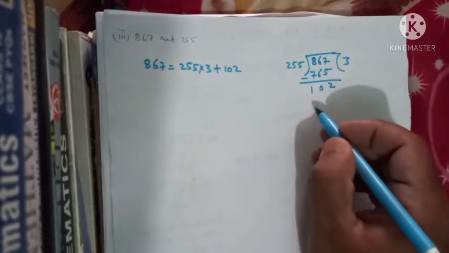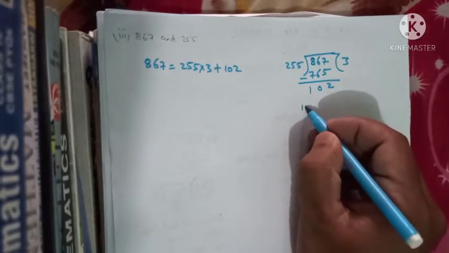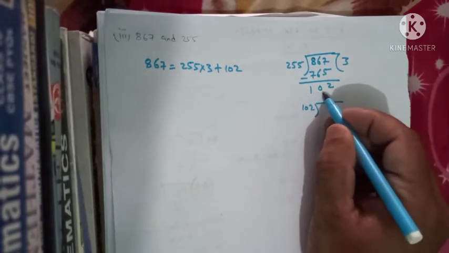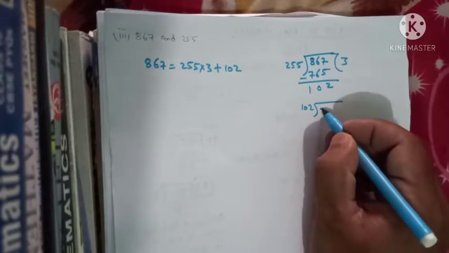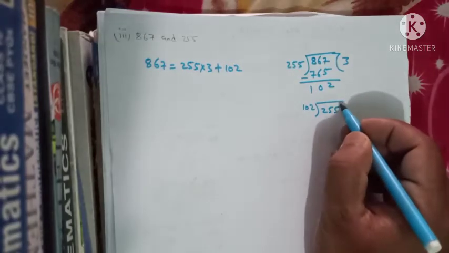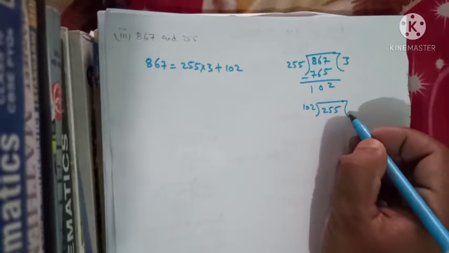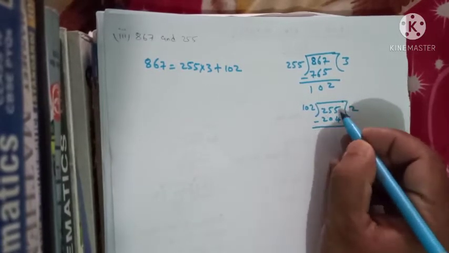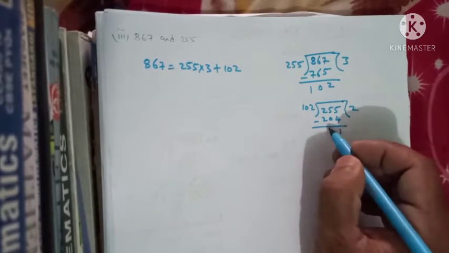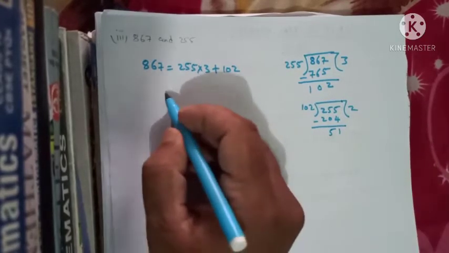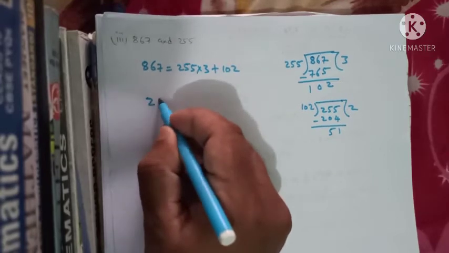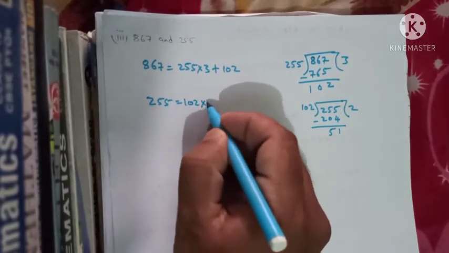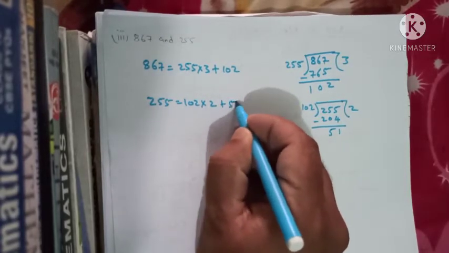Since the remainder is not equal to 0, we will proceed to the next step, that is we will write the remainder in the first step will become the divisor, and the divisor of the last step will become the dividend. So it will go 2 times, it will be 204. Subtracting, 5 minus 4 is 1, and 5 minus 0 is 5 only. So the dividend 255 will be equal to divisor 102 times quotient 2 plus remainder 51.